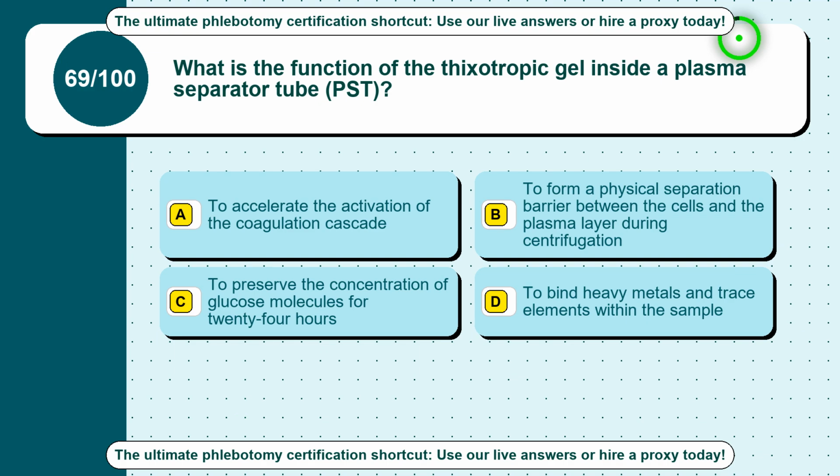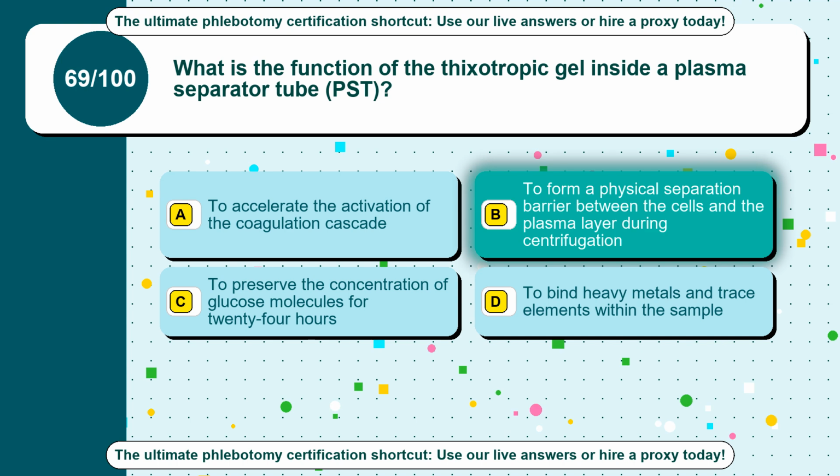Question 69. What is the function of the thixotropic gel inside a plasma separator tube, PSD? Option A, to accelerate the activation of the coagulation cascade. Option B, to form a physical separation barrier between the cells and the plasma layer during centrifugation. Option C, to preserve the concentration of glucose molecules for 24 hours. Option D, to bind heavy metals and trace elements within the sample.